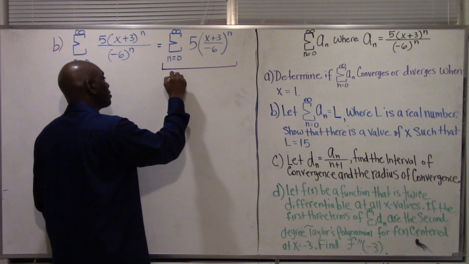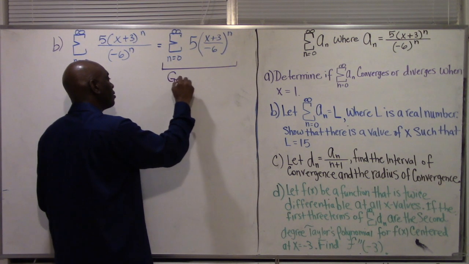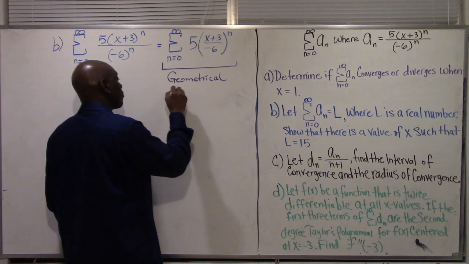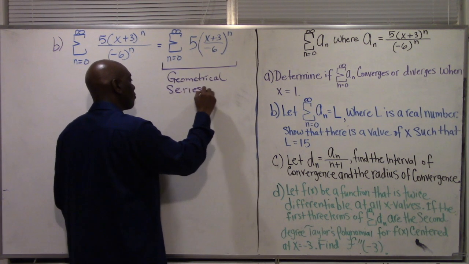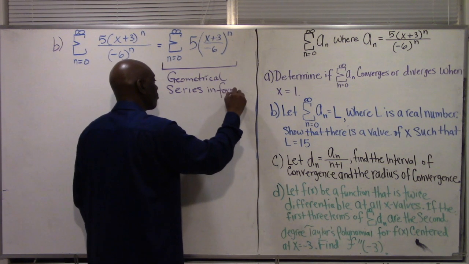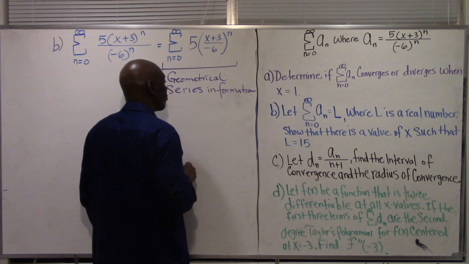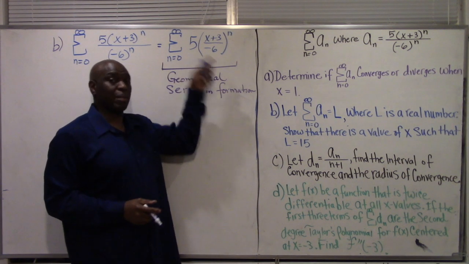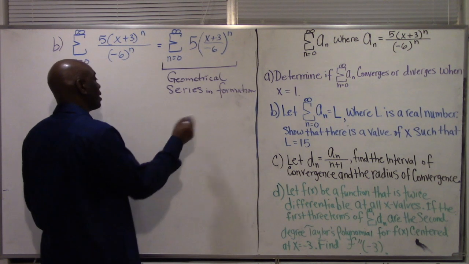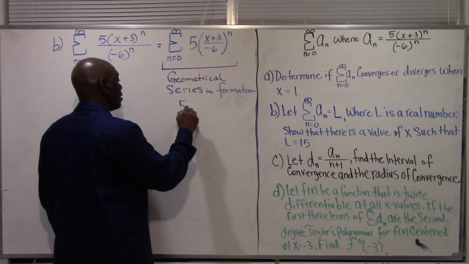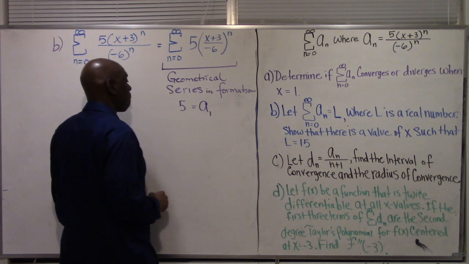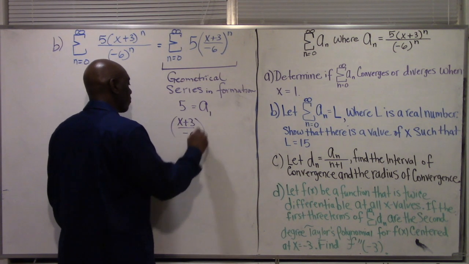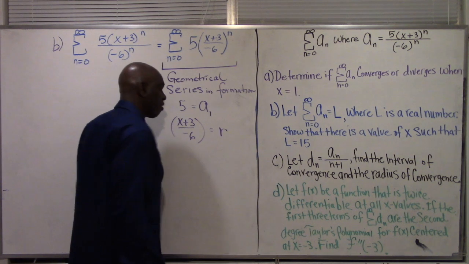This is a geometric series in formation. Two separate words: in formation. It's formed like a geometric series. So we can consider 5 as our a_1, and (x+3) divided by negative 6 as r.